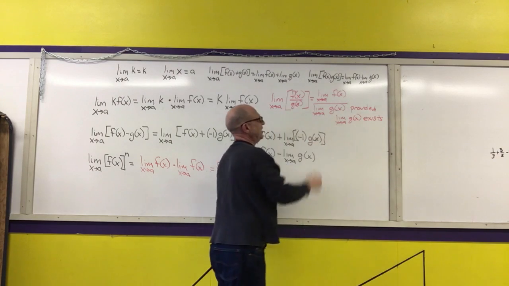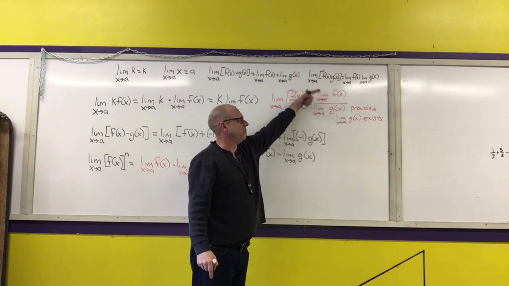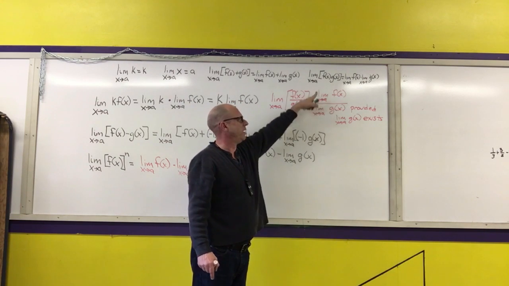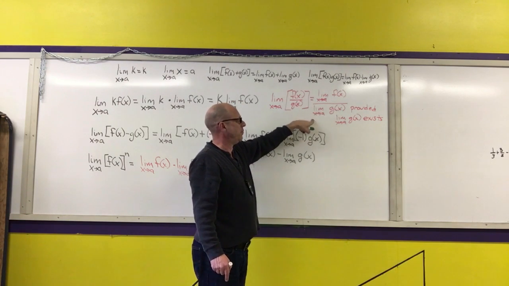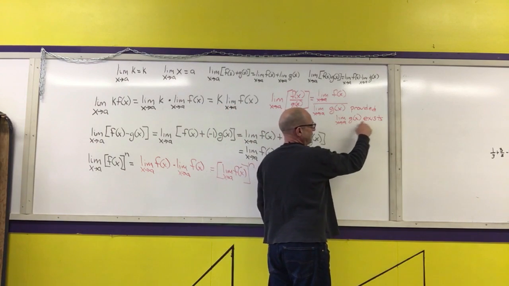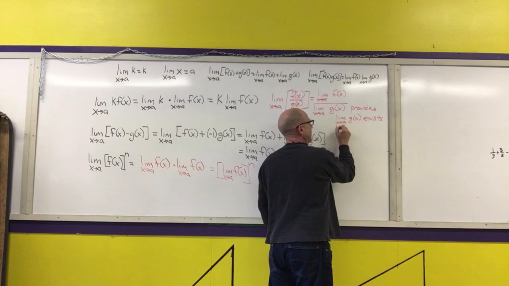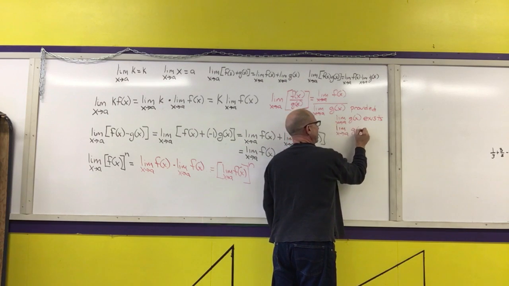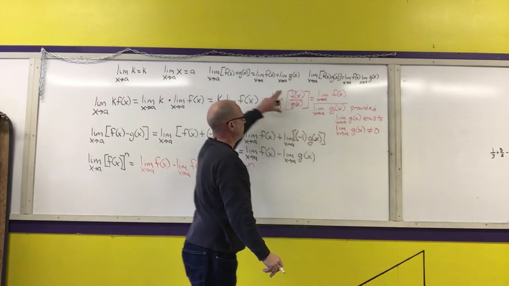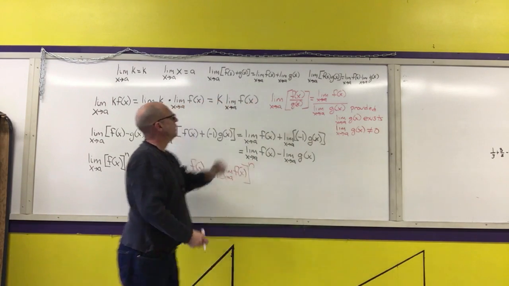If the limit does not exist, I would get a function that has a fraction dividing by 0, and we cannot have that. The other thing is that the limit cannot be 0. So two things: the limit as x approaches a of g of x exists, and the limit as x approaches a of g of x is not equal to 0. Those are the two things for the limit of a quotient to work.